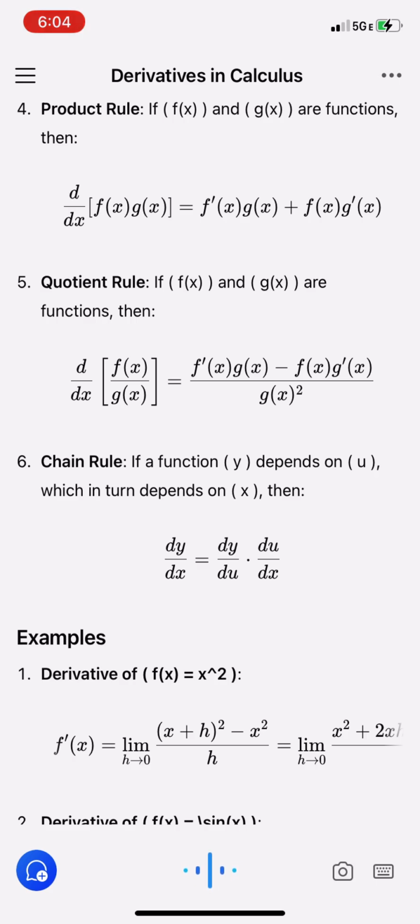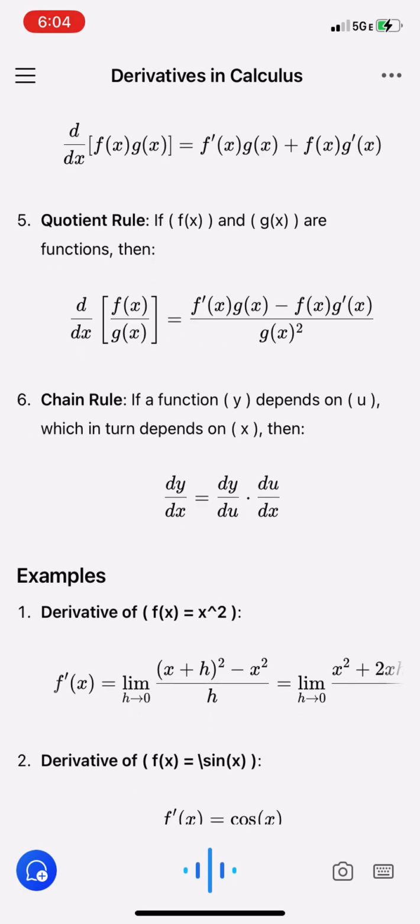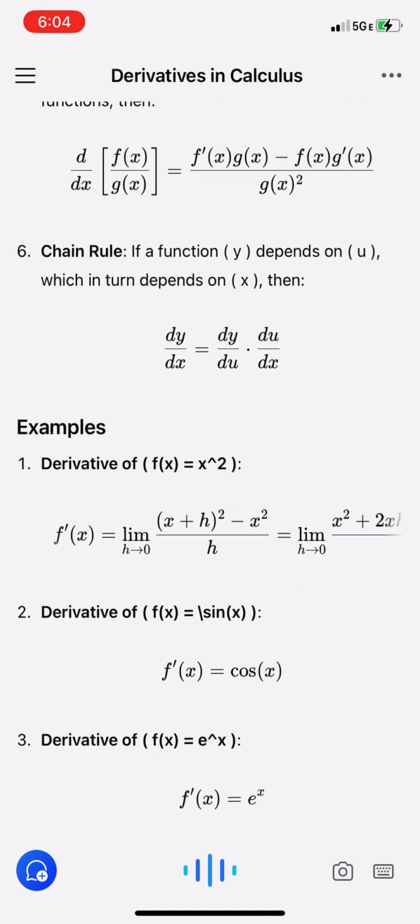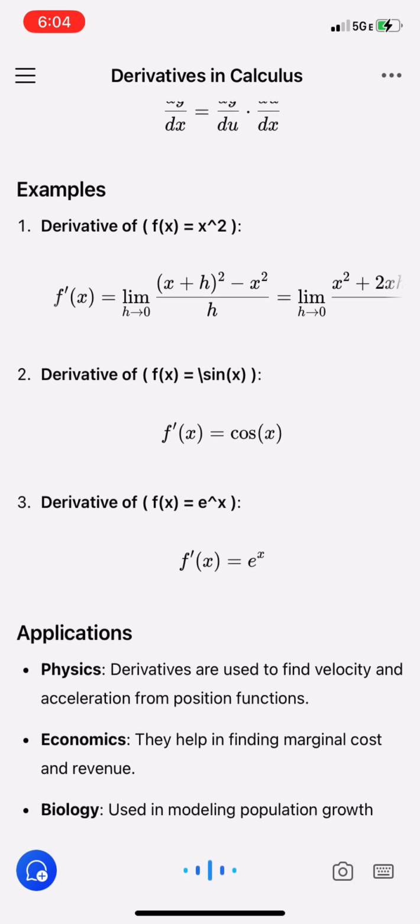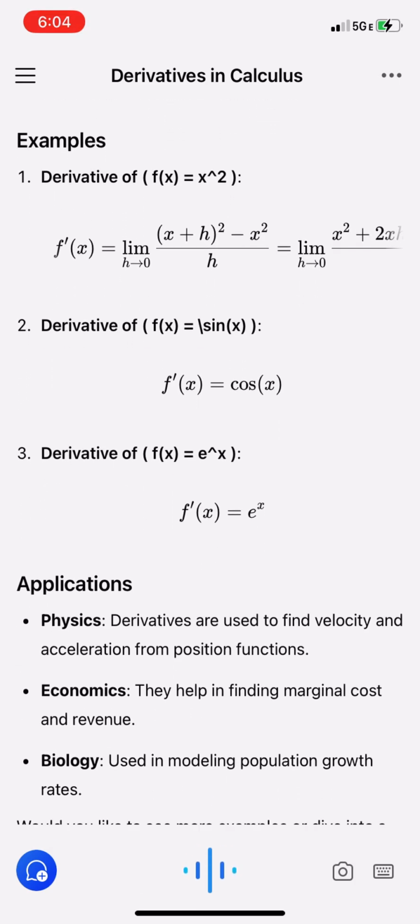Examples. Derivative of f(x) equals x squared. Derivative of f(x) equals sin x. Derivative of f(x) equals e to the power of x.